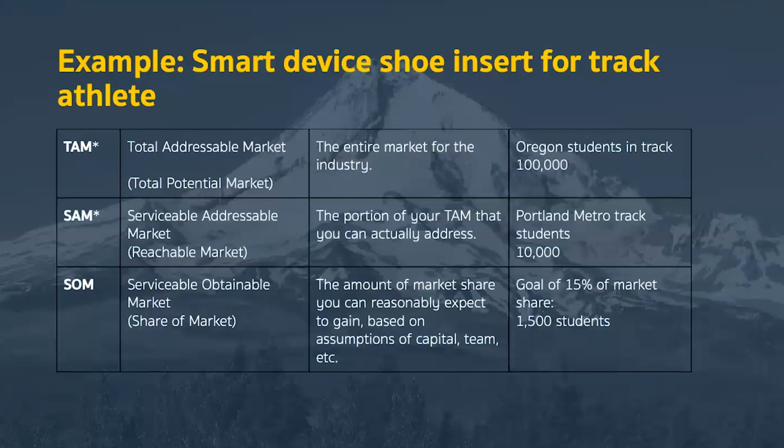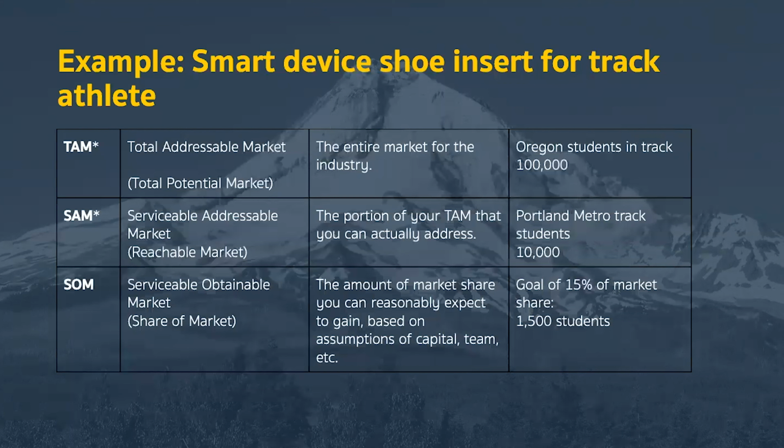Let's look at another example. Let's say you were making a smart device shoe insert for track athletes. The TAM in this case might be the number of students in the state of Oregon that do track. Maybe your whole plan is just to expand to the entire state of Oregon. So maybe you could find this number, and we're just gonna make it up here, but let's say you looked at the Portland Public Schools database. Maybe you looked at the Track and Field for High School Athletes Association. Maybe you found it from other reports on the popularity of track or injuries in track students.